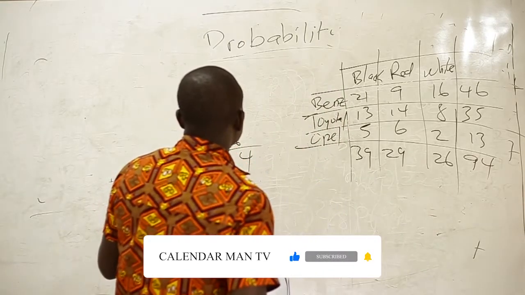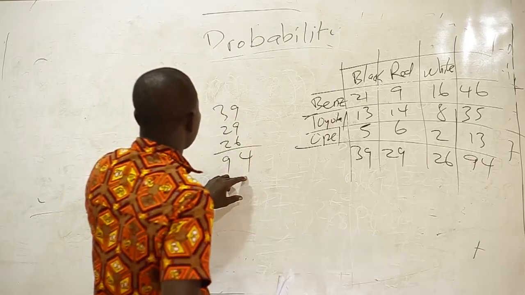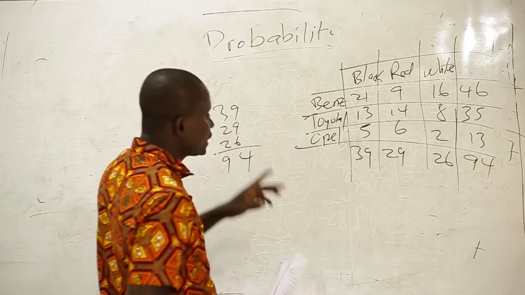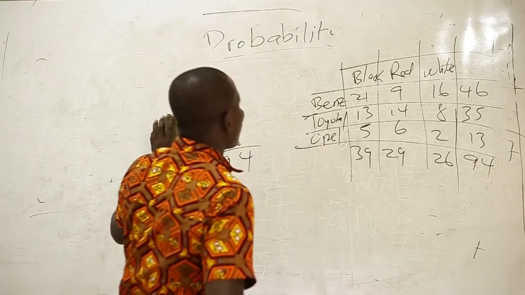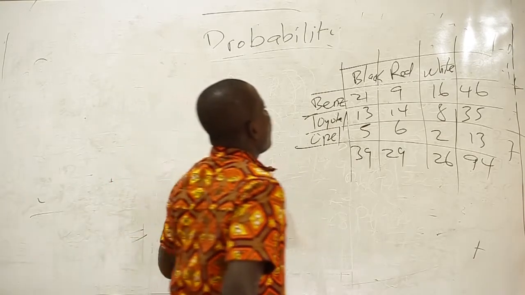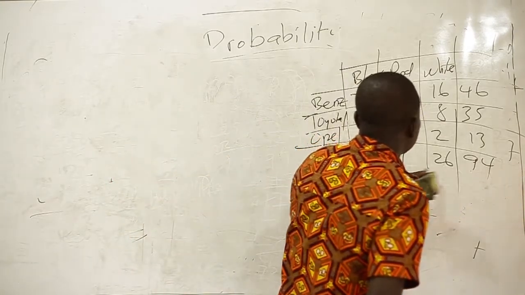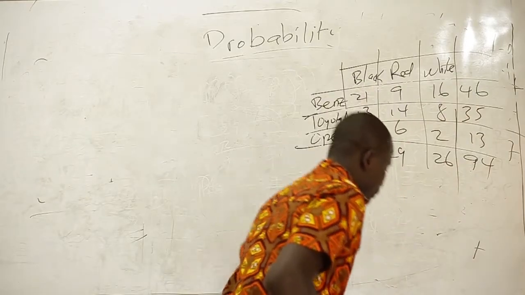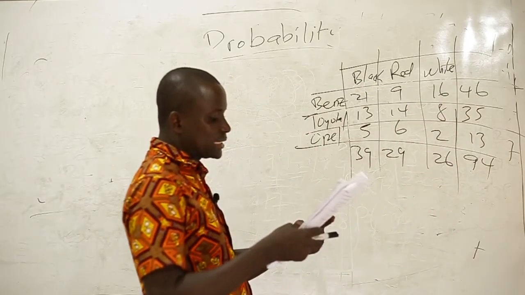Let me repeat for the second time. This is 18, 24, 4, remember 2. Here is 5, 9. So 94 is correct. So the total number here, when you add the total here and here, you have to get the same thing. So now let's see the question that they are asking us.